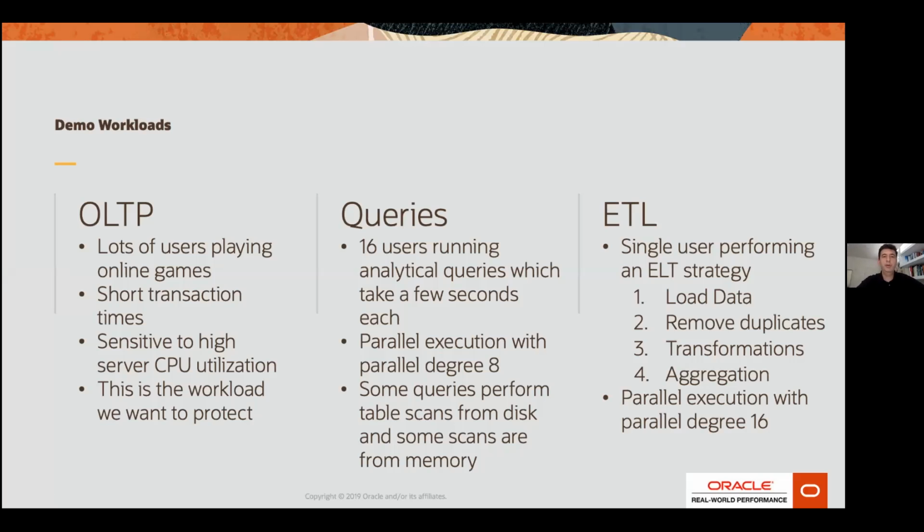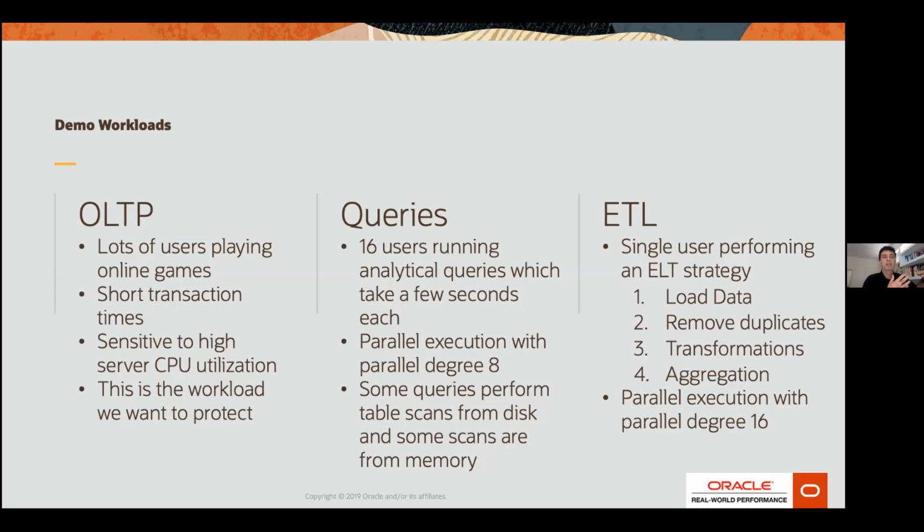So now we're going to go to a demo where we are going to observe how the system reacts and protects resources, and what happens if the resources are not protected when 3 different workloads are running concurrently. What we will run is an OLTP workload, where we simulate lots of online users playing games. The characteristics here are very short transactions. As you can see, the response time is millisecond or sub-millisecond. And as such, you can imagine it's sensitive to high CPU utilization.